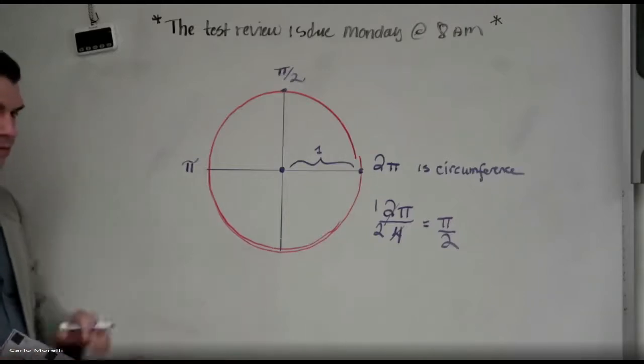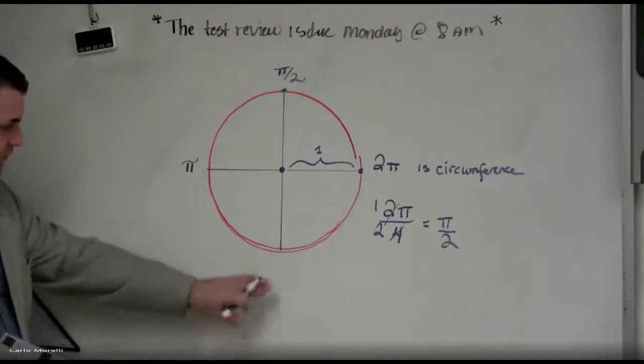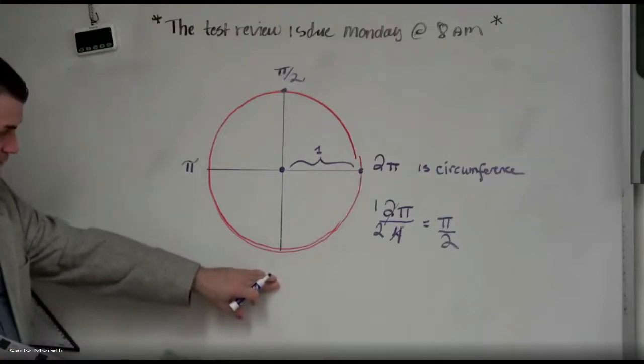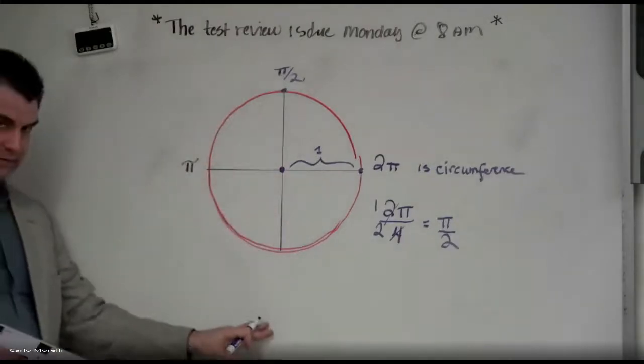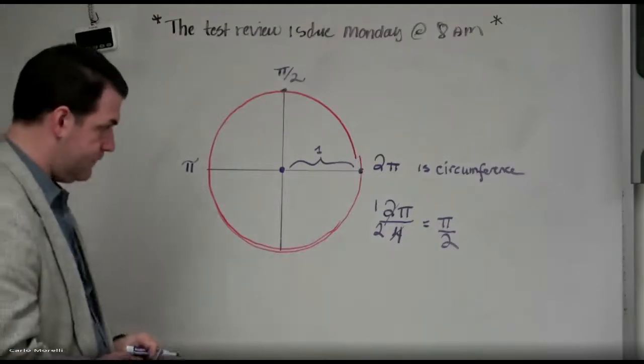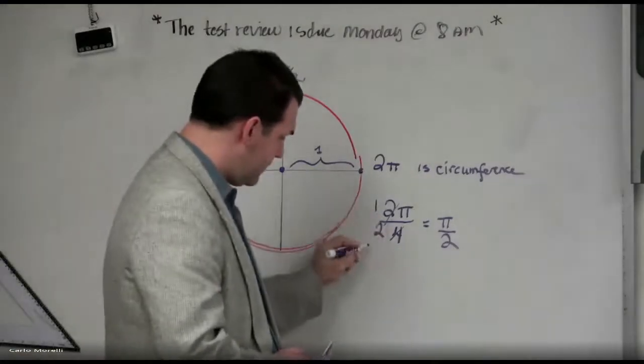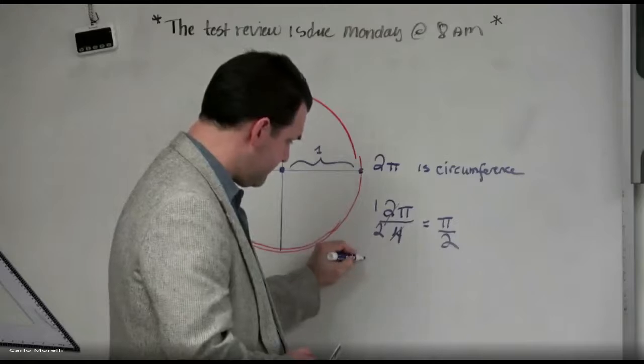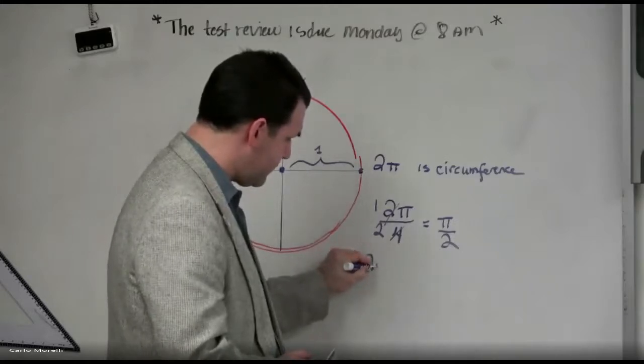How about 75% of the circle, 3 pi? Sorry, 3/4 of the way around. Here we have 2 pi, which is the total circumference of the circle.